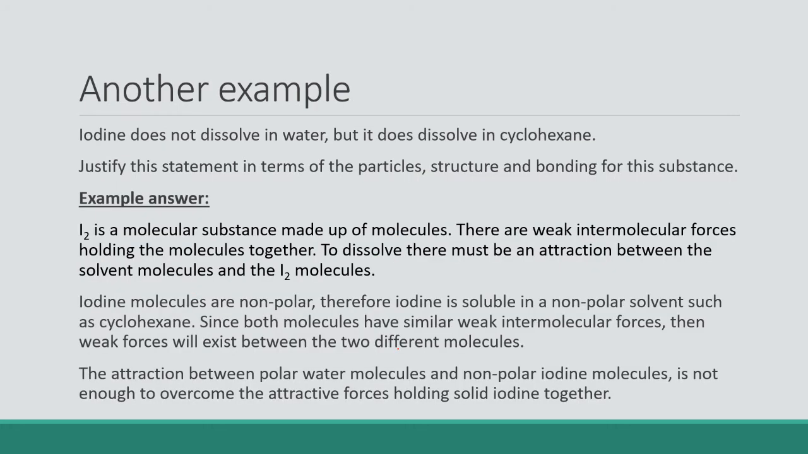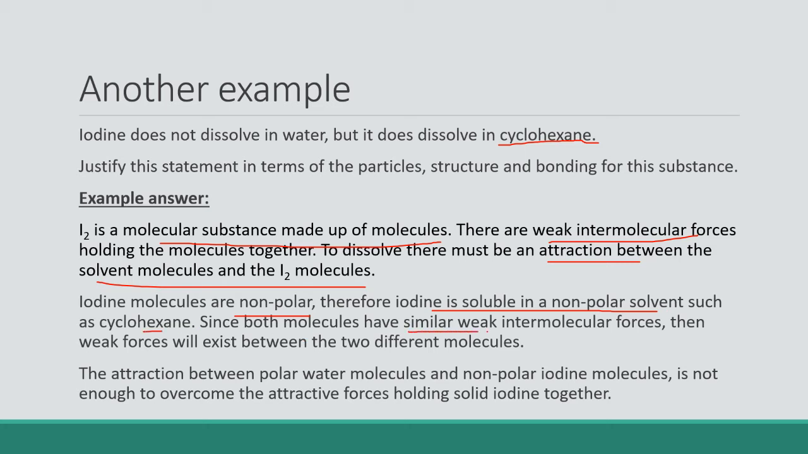Another example, iodine doesn't dissolve in water, but it does dissolve in cyclohexane. Now, cyclohexane is an oily kind of non-polar solvent, sorry. So state the obvious again, state it's a molecular substance made of molecules. There are weak intermolecular forces holding the molecules together. To dissolve, there must be an attraction between the solvent molecules and the iodine molecules. Iodine molecules are non-polar, therefore iodine is soluble in non-polar solvents such as cyclohexane.